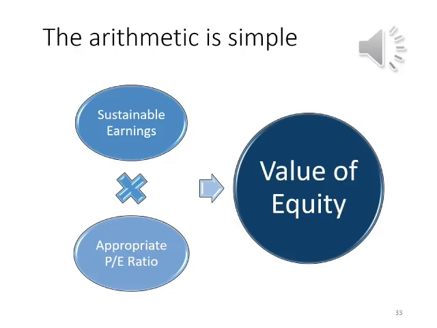The mathematical calculation is very simple. We choose a figure for sustainable earnings of the company. We then multiply this by an appropriate price to earnings ratio, which we've derived by analyzing comparable companies, and from this we get the estimated value of the company's equity.